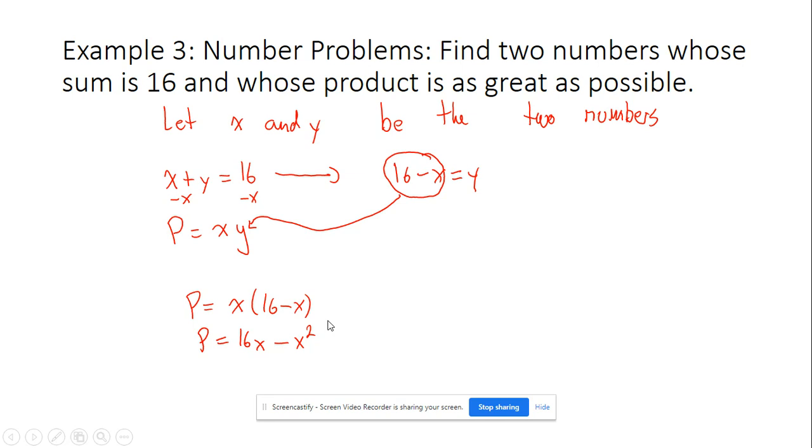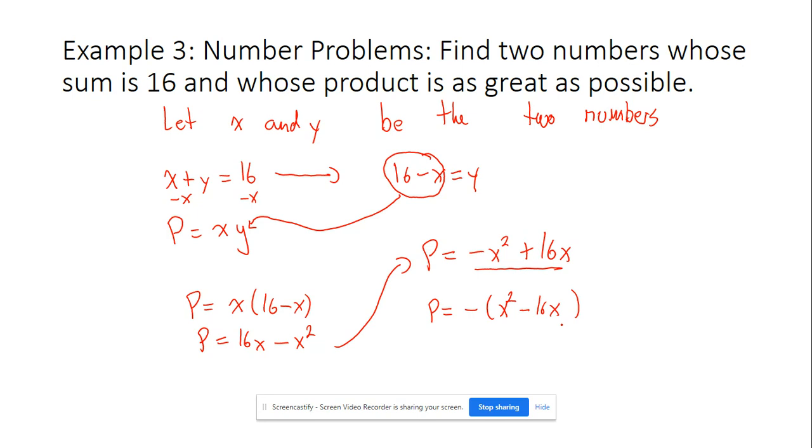So now it comes down to the same thing that we did last one. If we want to figure out the maximum, we need to complete the square to figure out what the vertex is going to be. So product equals negative x squared plus 16x. I'm going to factor out a negative out of these two terms. P equals negative x squared minus 16x. And now I need to complete the square. Half of negative 16 is negative 8, squared is 64.